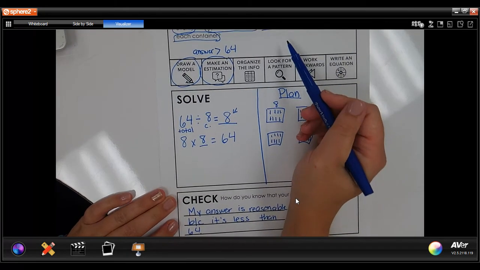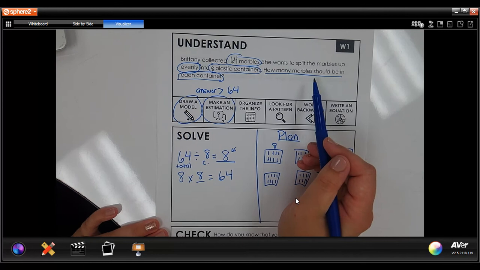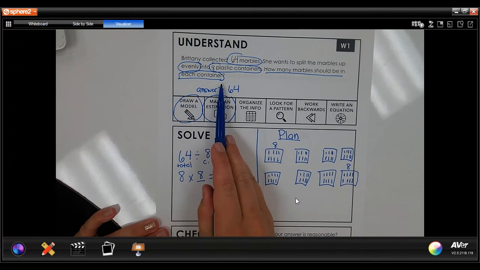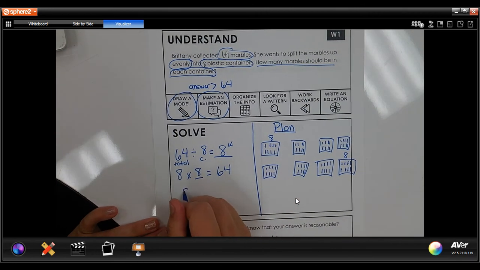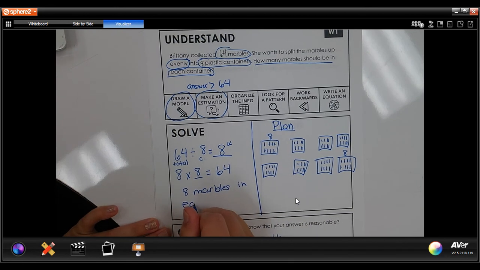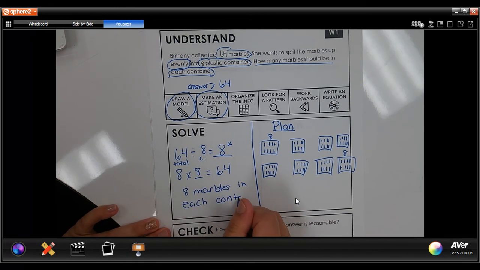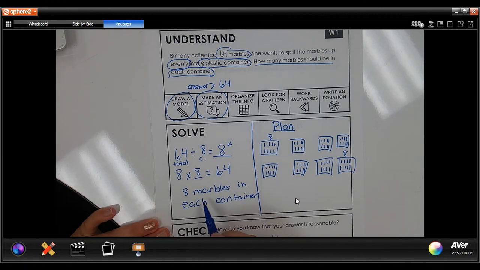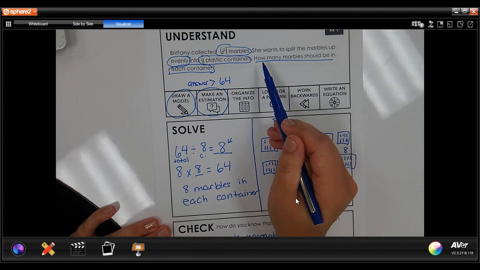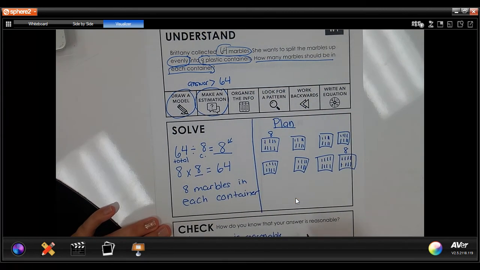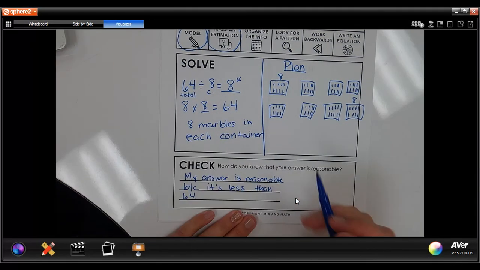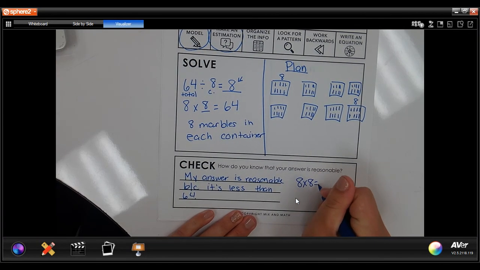Also, now I'm going to go back and check to make sure my answer is what I need to find out. So I'm going to go back to the question, how many marbles should be in each container? My answer is that there's 8 marbles in each container. Therefore, I know I answered the question because I said that there's 8 marbles in each container, and my question was, how many marbles should be in each container? Over here, I could work backwards to solve to check my answer, which I already did up here. 8 times 8 equals 64.